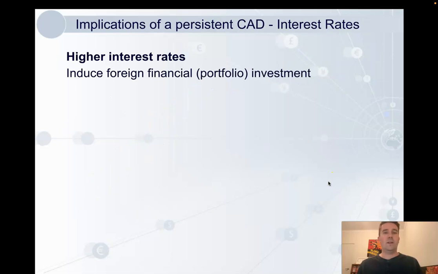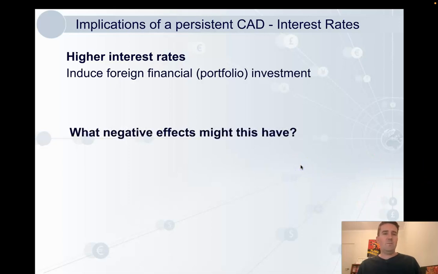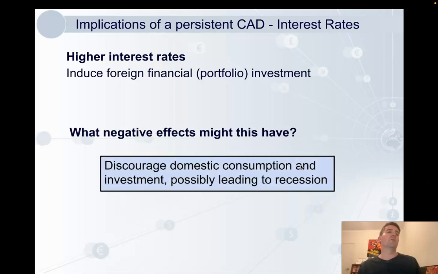Now, higher interest rates. We know we have to balance out the financial account with the current account. So a way to induce foreign financial investment, that portfolio investment, people depositing their money in our bank accounts, that can be done by having higher interest rates. That sounds fine, but of course there are some problems with that because that is contractionary monetary policy. What that's going to do, that's going to discourage domestic consumption and investment, possibly lead your country to a recession. So that balance, that's where it falls apart a little bit.